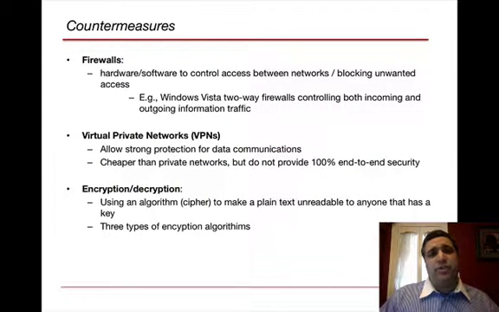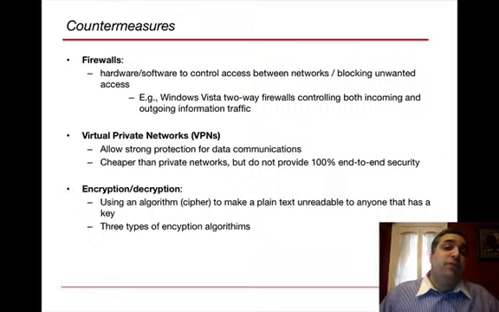So some of the countermeasures against threats: firewalls are one of the most common. A firewall is a device. It could also be a piece of software that sits between the network and your computer to control the access between the network and your computer. It prevents access from coming in, and it also will prevent access from going out. Windows two-way firewalls control incoming and outgoing traffic. You'll see a lot of firewalls do that.